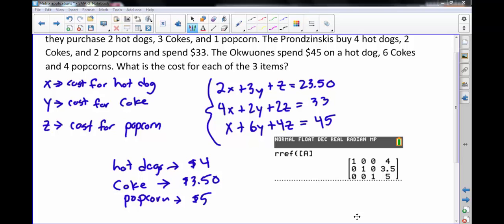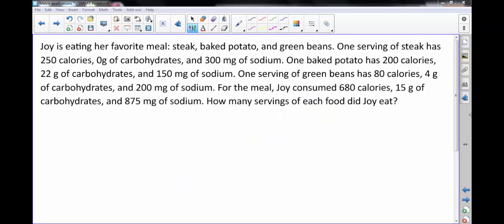All right, I don't know about you, but these matrices seem pretty cool. I like them a lot. All right, this last one we're going to look at, there's a little bit of a challenge in the setup, so I want to make sure we walk through this one together.